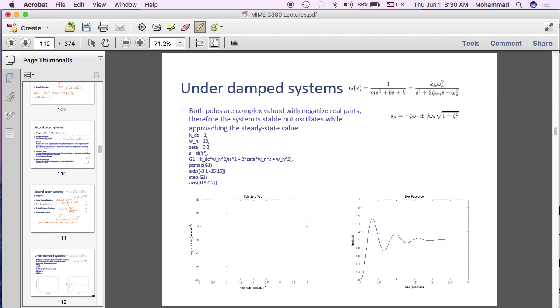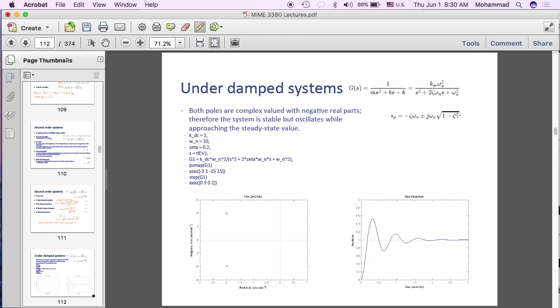it's easy to see that omega n is going to always be a positive number. Natural frequency is going to always be a positive number. Zeta is also a positive number less than 1. So you can see that this portion of the pole is going to be a negative number. Can you see that? Minus zeta omega n is going to be a negative number.